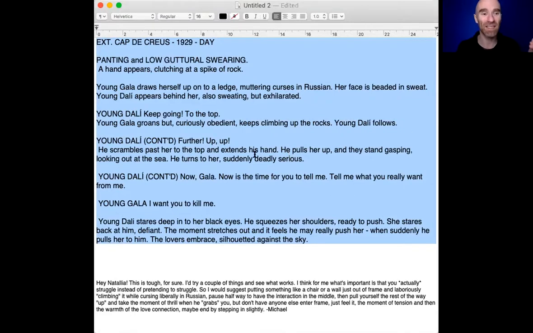He turns to her, deadly serious. "Now is the time to tell me what you really want." "I want you to kill me." He stares deep into her black eyes, squeezes her shoulders, ready to push. She stares back at him, defiant. The moment stretches out and it feels like he may really push her when suddenly he pulls her to him. The lover's embrace, silhouetted against the sky.